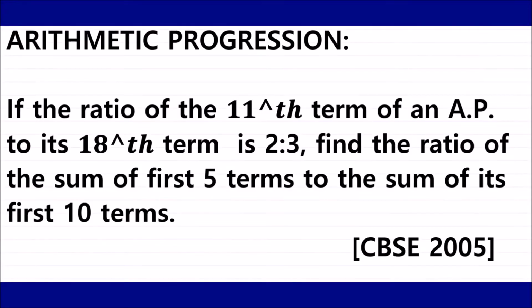The given question is, if the ratio of the 11th term of an arithmetic progression or AP to its 18th term is 2:3, find the ratio of the sum of first 5 terms to the sum of first 10 terms. Guys, this question is very important and I will suggest to read the question once or twice or thrice to understand what exactly is being given.